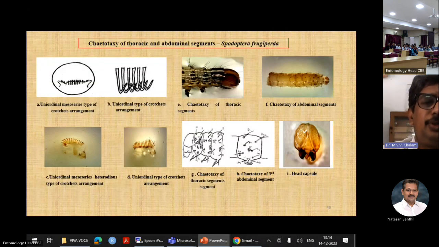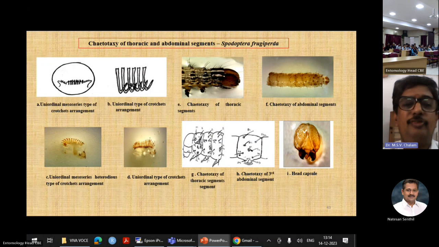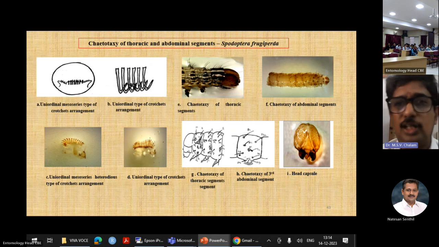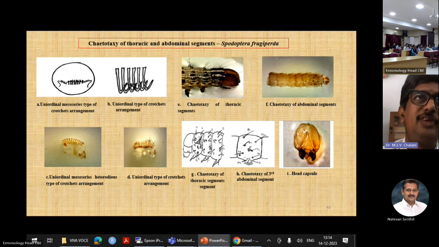Here you can clearly see the arrangement of crotchets. You can take beautiful photographs of the crotchets, and as you see, the Chaetotaxy of the thoracic segments is quite evident. Sometimes it may be very difficult, and you may get confused in the identification of caterpillars, for example Spodoptera litura and Spodoptera frugiperda. But the position of the seta is very specific, completely different between litura and frugiperda, and by conducting Chaetotaxy studies you can clearly differentiate or distinguish between them. Next one, please.